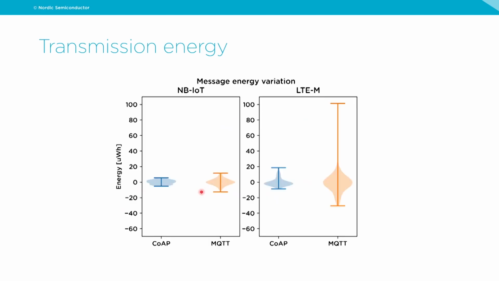Next up, I have some plots on the variation within the message energy measurements. You can here see that the energy consumed on NB-IoT operation is quite consistent both for CoAP and MQTT, while over LTE-M, surprisingly, we have some quite significant power variation for MQTT and also more variation in CoAP. The reason for this is, as explained, that we have some outliers from TCP operations that restart the active timer.